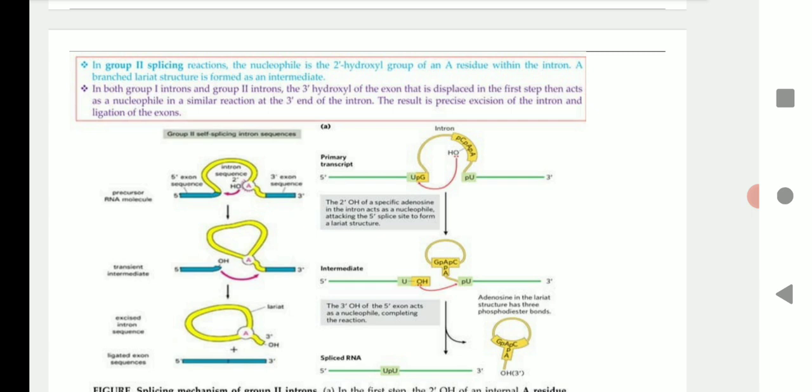This mechanism is continued in the group 1 as well as group 2 introns until all the introns are eliminated and all the exons are joined together by this mechanism.